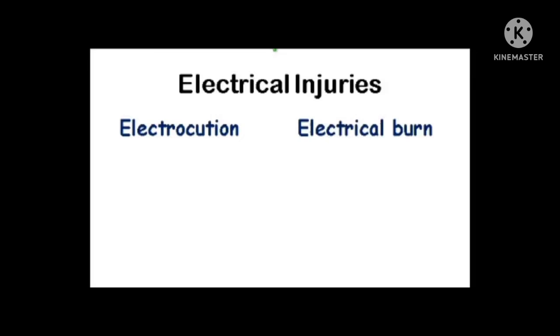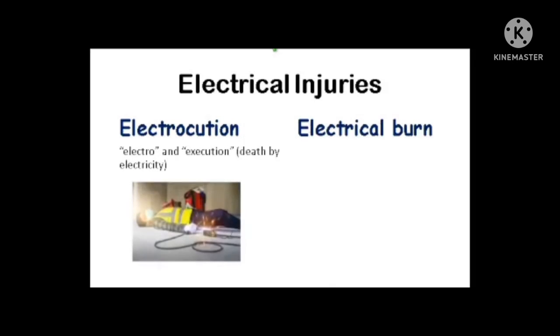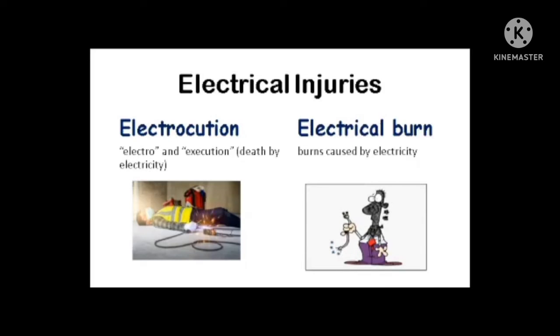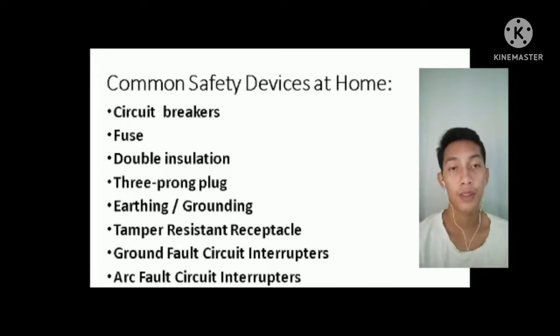Next is electrical injury. We have here electrocutions and electrical burns. Electrocution is the most fatal among the different types of electrical injuries. In fact, the word comes from electro and execution, meaning death by electricity. Electrocutions happen when one is exposed to a large or lethal amount of electrical energy. Electrical burns, on the other hand, are burns caused by electricity, usually through arc flashes, thermal contact, and even electric shock. So to prevent these injuries and electrical hazards, here are the common safety devices at home.